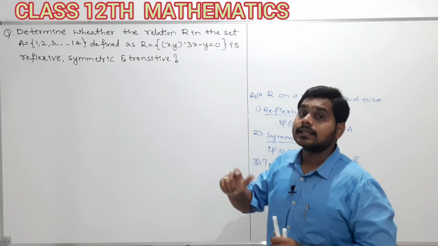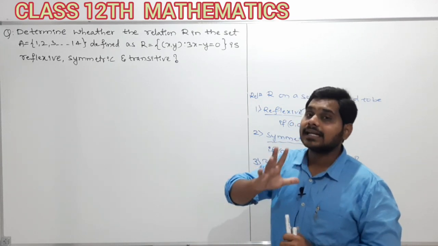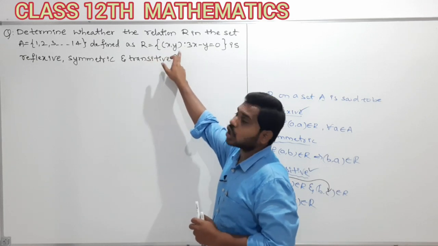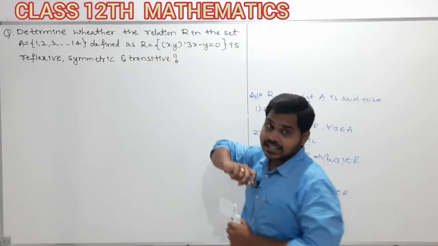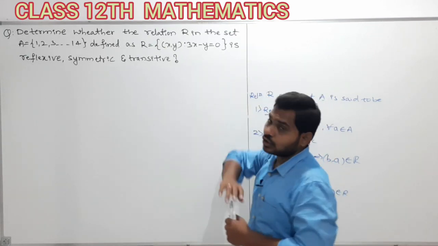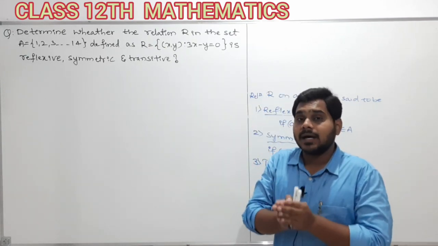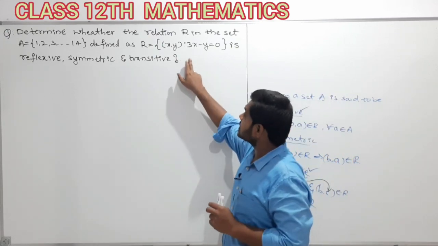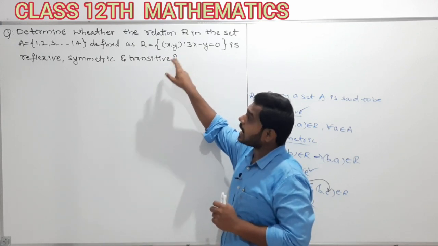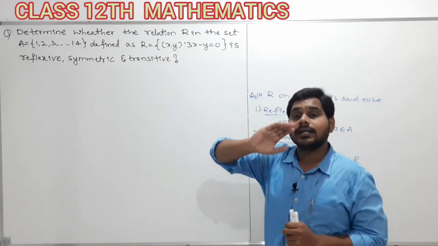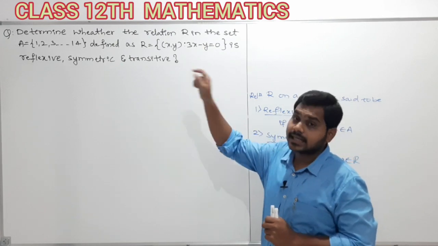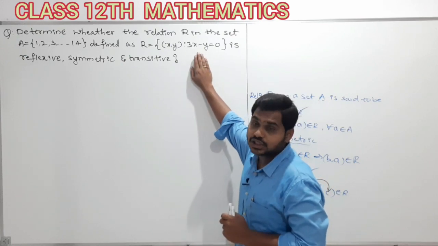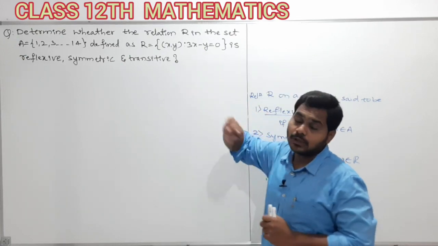In that set, they are defining a relation in such a way that, what is the relation R, my dear students? It is the collection of all ordered pairs (x, y) such that 3x minus y is equal to 0. My dear students, please remember, we are defining the relation. In the relation R, the ordered pair whatever you are taking should be from the set A, and they should satisfy this condition. What is the condition? 3x minus y is equal to 0.